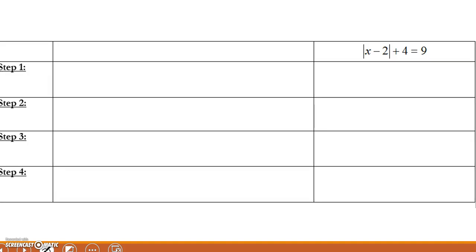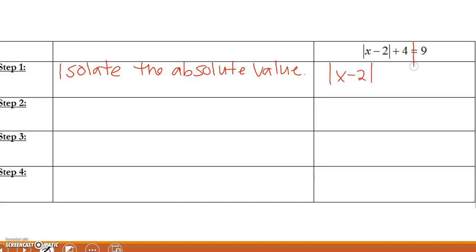So now let's talk about the different steps. Step number 1, you have to isolate the absolute value. What that means, isolate means to get something alone. And so you're going to have to get the absolute value symbol alone. So you're trying to get whatever's in between the two bars, that x minus 2, you need to get that alone.